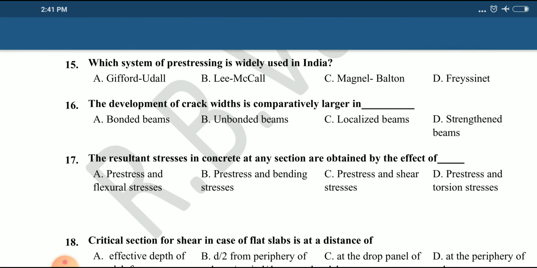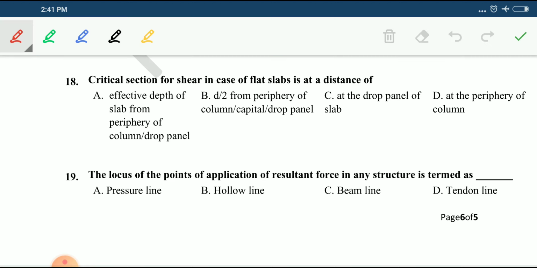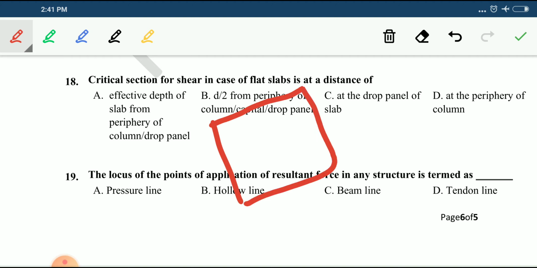Next, the critical section for shear in case of flat slab is at a distance. First, you should know what a flat slab is. A flat slab is a beam-free structure, meaning it is directly supported on columns. If you want more open space area, you have to go for a flat slab type of structure.